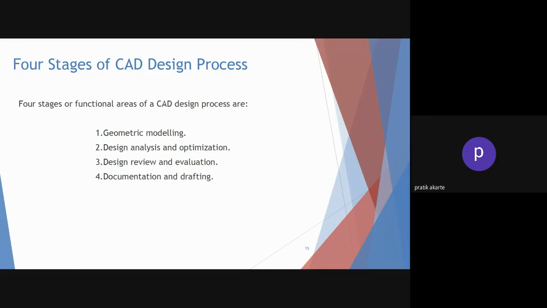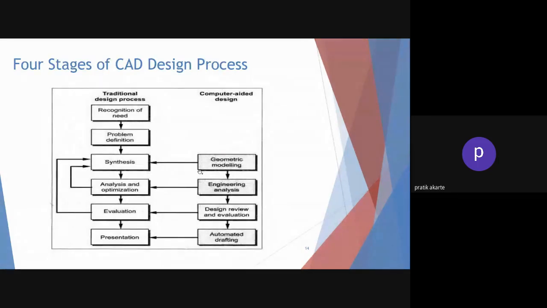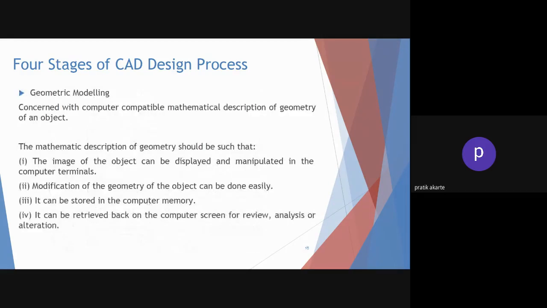So what is geometric modeling basically? These are the four stages, and this is the traditional design process. Computer aided design supports the traditional design process in these aspects: synthesis, optimization and analysis, evaluation and presentation. Geometric modeling concerns the computer compatible mathematical description of the geometry of an object. Whatever you draw with the help of geometric modeling software is called geometric modeling.